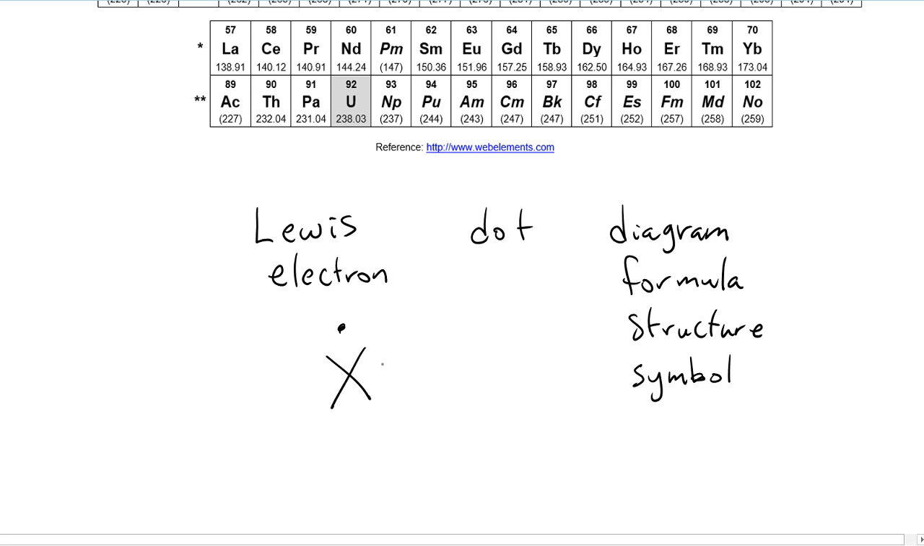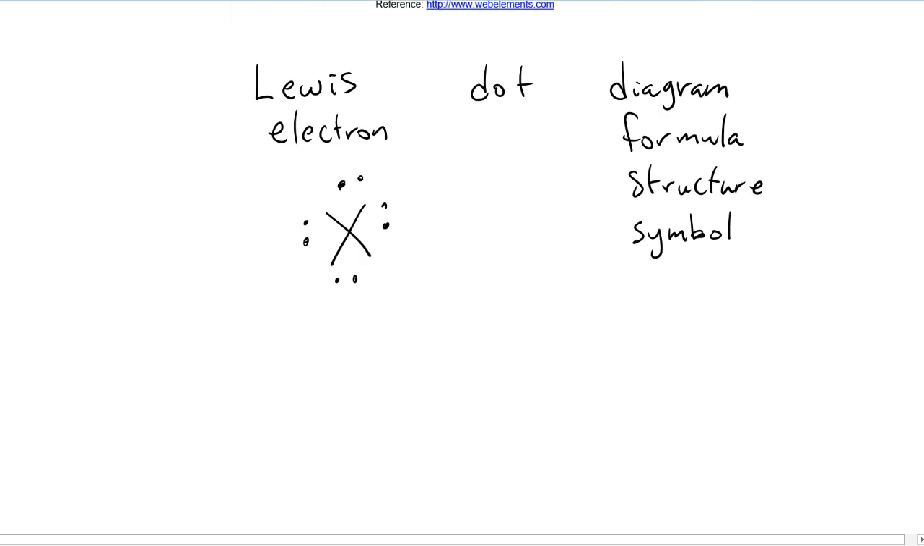So again, the convention is we place 1 dot on each side before we begin doubling up. And so we could have a total of 8 dots. When we have 8 dots, this is what we refer to as an octet rule. An octet refers to 8 valence electrons.